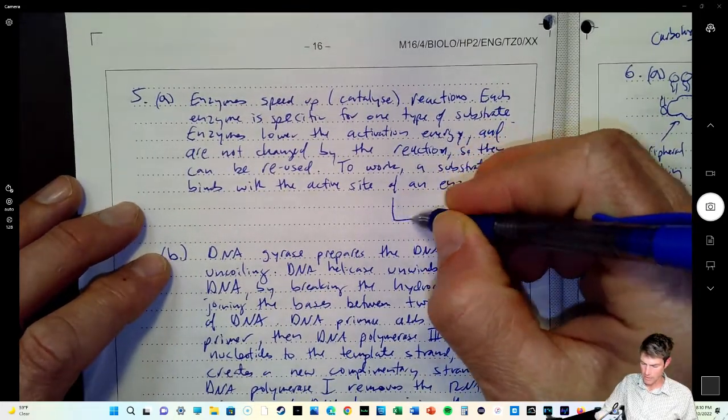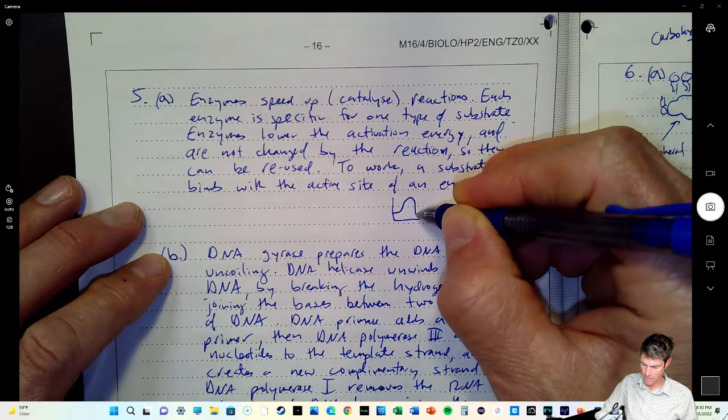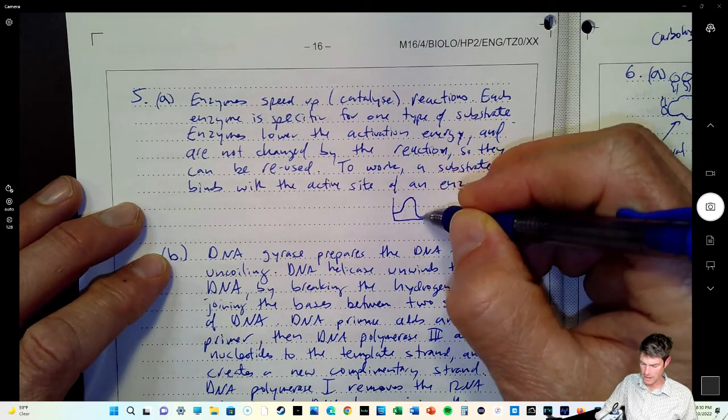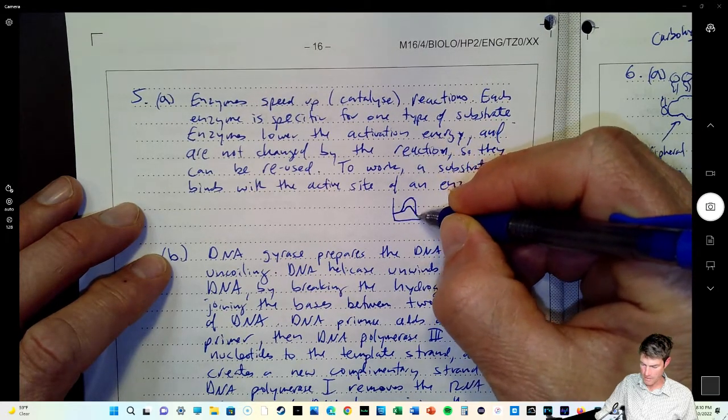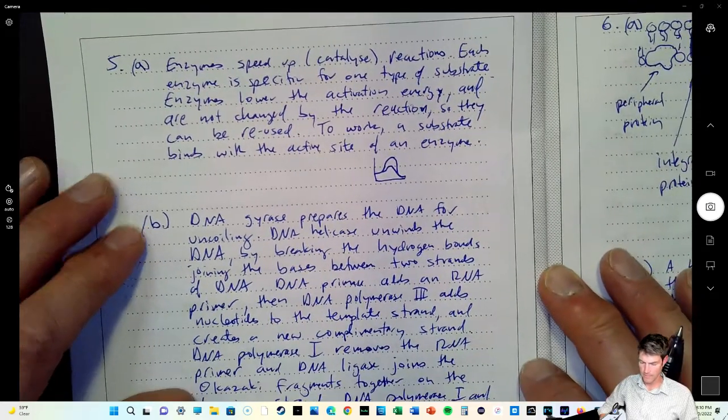If you do a little graph, this is the activation energy needed. Enzymes lower that, so you don't need as much energy going in.